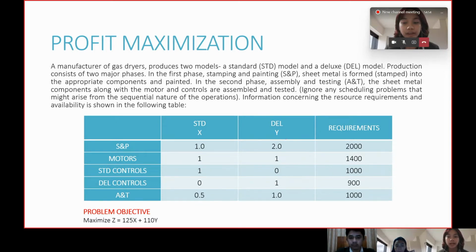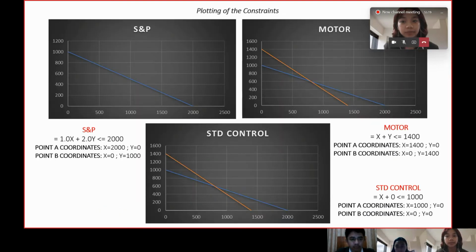For the decision variable, we have STD as our x and DEL as our y. The problem objective is to maximize profit. To put it in mathematical terms, maximize z is equal to 125x plus 110y. Here on the screen, you can see in tabular form the 5 constraints that we need. Next slide. So the second step is to plot each of the constraints in a graphical format.